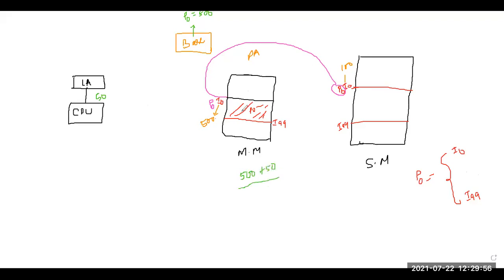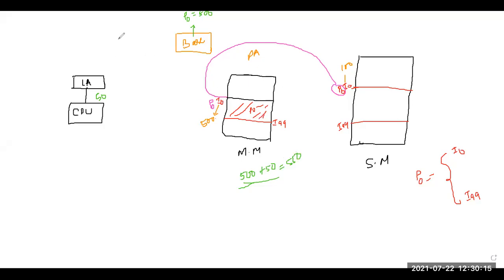Again, if it is continuously stored, I know that it will be the base address. Base address, which is 500, plus instruction number, that will be 50. Now at the address 550, it is going to store your instruction number 50 in your physical memory.